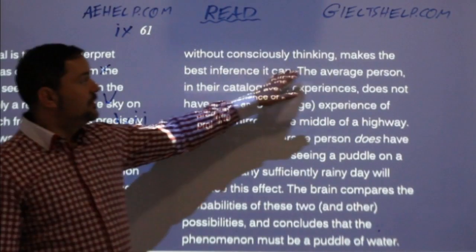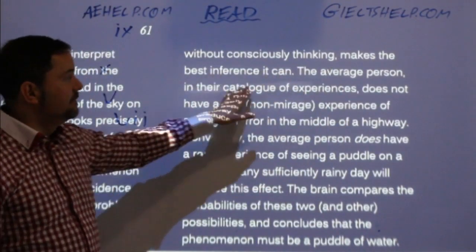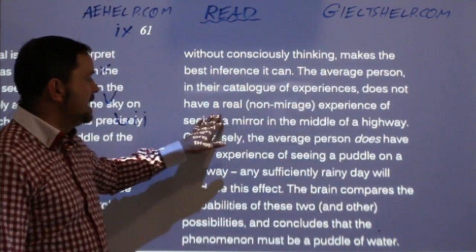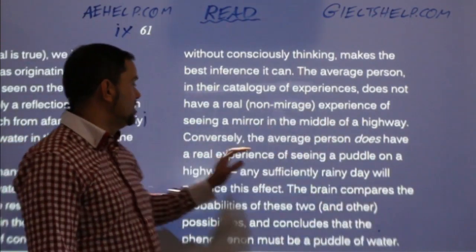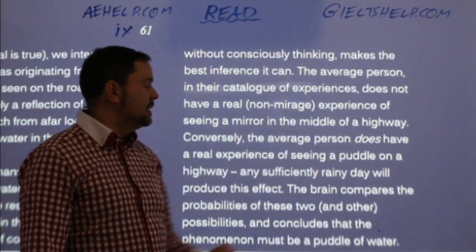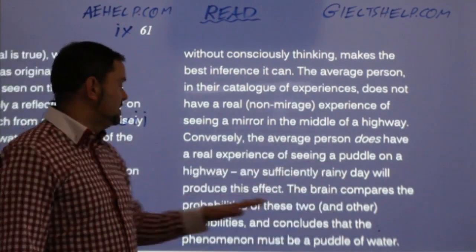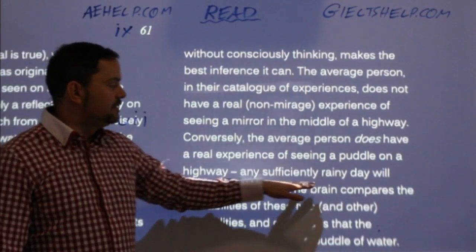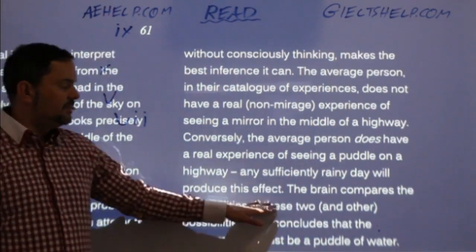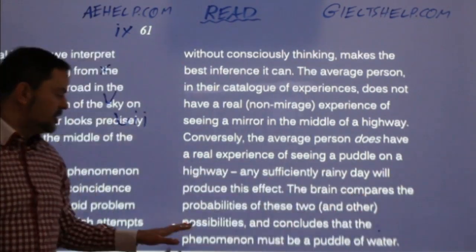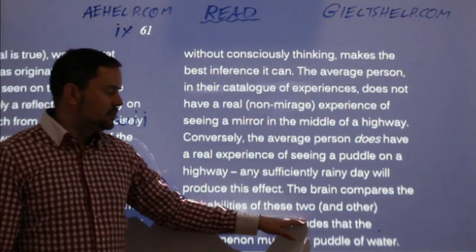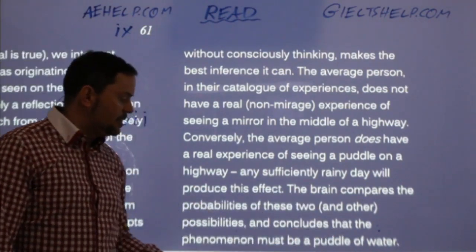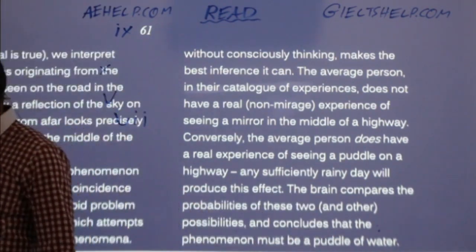without consciously thinking, makes the best inference it can. The average person in their catalog of experiences does not have a real non-mirage experience of seeing a mirror in the middle of a highway. Conversely, the average person does have a real experience of seeing a puddle on a highway. Any sufficiently rainy day will produce this effect. The brain compares the probabilities of these two and other possibilities and concludes that the phenomenon must be a puddle of water.